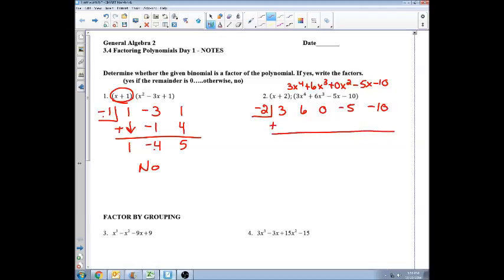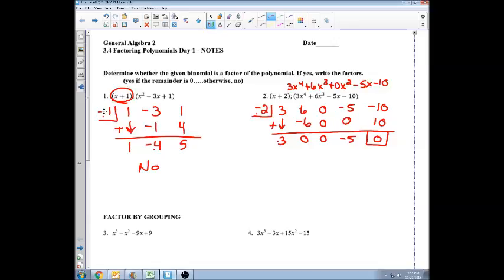I'm going to add, drop our 3. So we have 3 times -2, which is -6. 6 plus -6 will get us 0. 0 times -2 would be 0. 0 plus 0 is also 0. 0 times -2 is again 0. -5 plus 0 would be -5. -5 times -2 would be +10, so our remainder would in fact be 0.